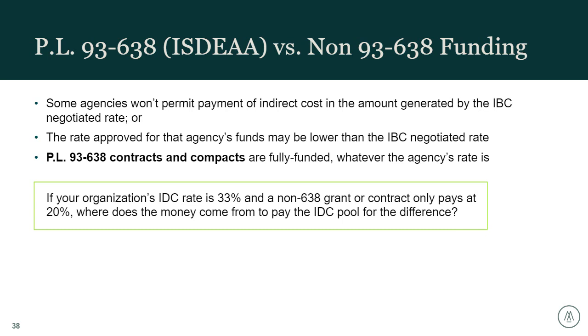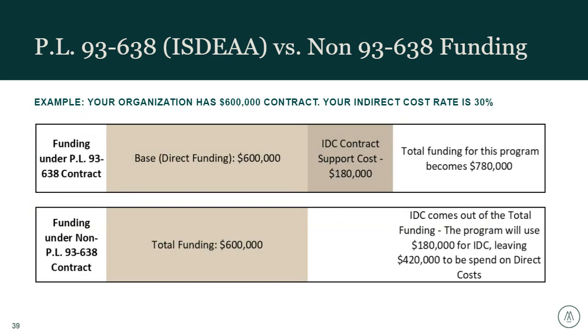We added this question just to keep in mind when we will be reviewing the next scenarios for using indirect rate. So let's say your organization's indirect cost rate is 33%, and a non-638 grant or contract only pays at 20%. So the question would be, where does the money come from to pay the indirect cost pool for the difference? And as you know, the answer would be that it would be the unrestricted money from your general fund. So now let's look into a few examples.